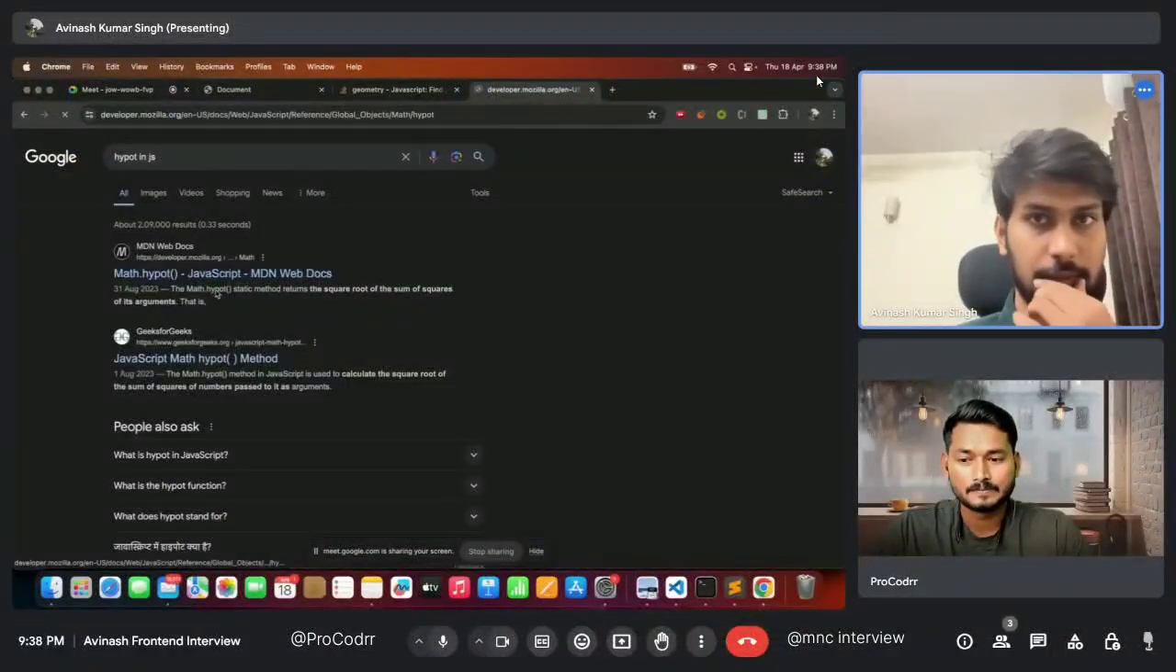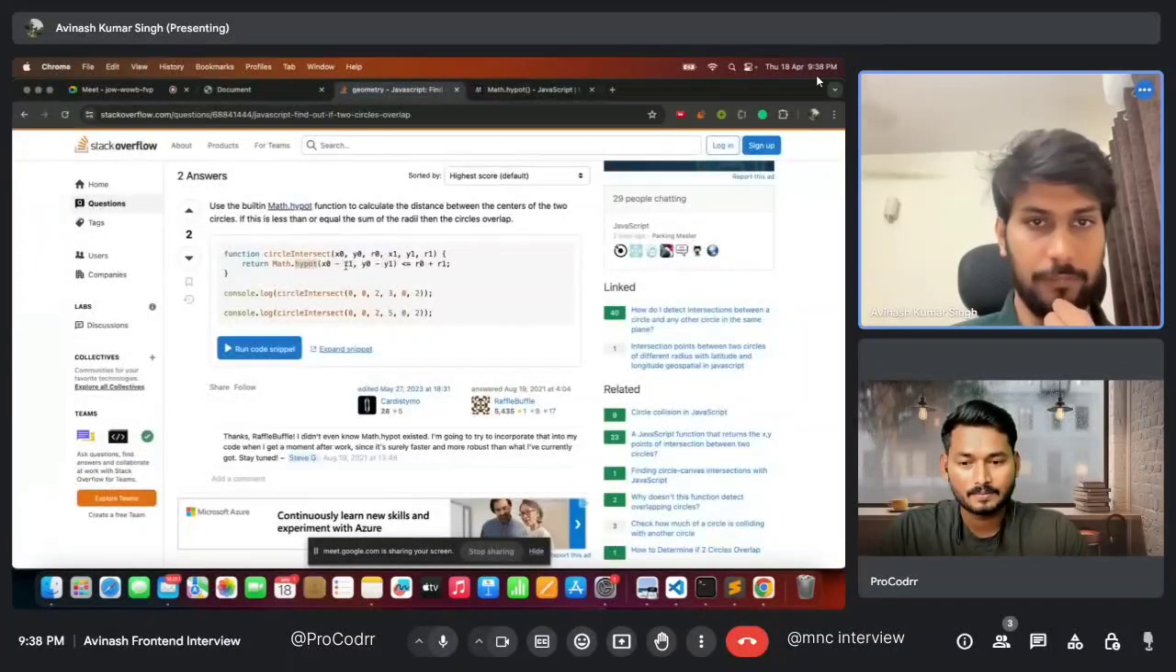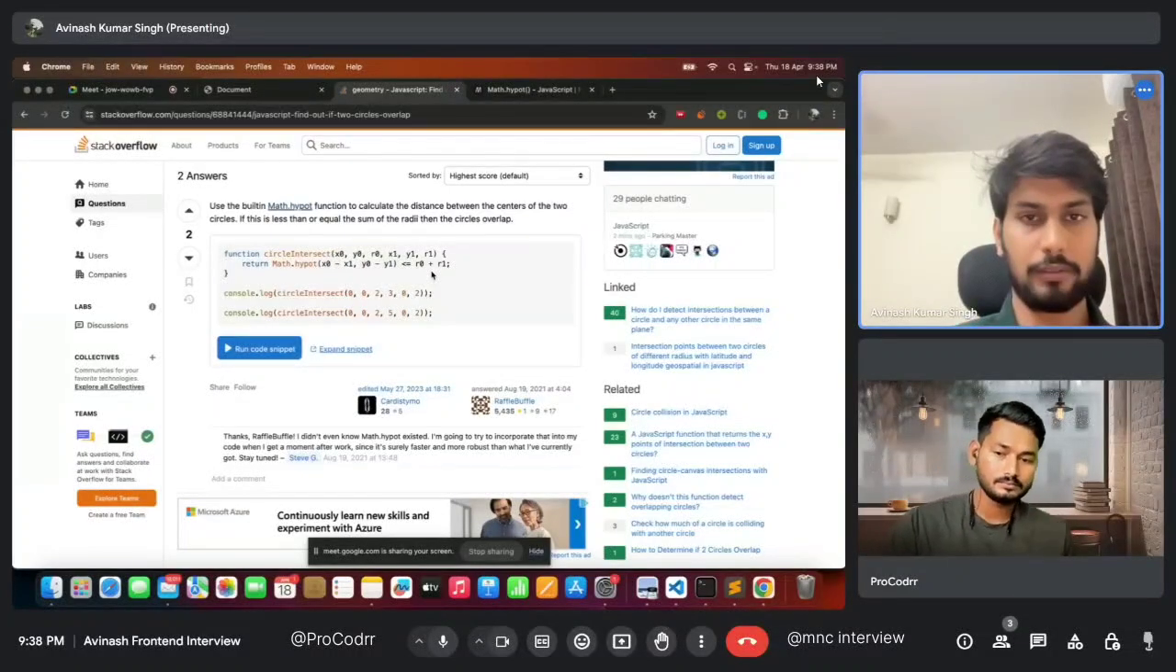This static method returns the square root of the sum of the squares of its arguments. And if this distance and this distance is less than the sum of the radii, then it is intersecting.